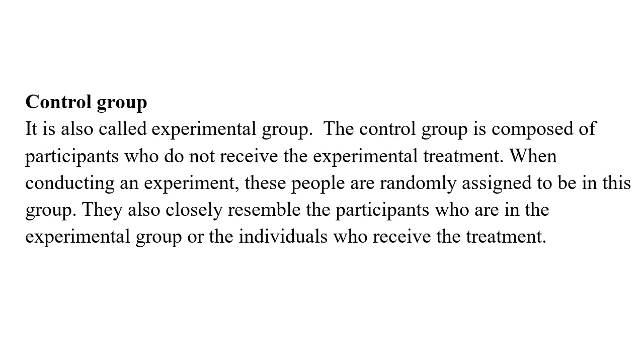Control group. It is called experimental group also. The control group is composed of participants who do not receive the experimental treatment. When conducting an experiment, these people are randomly assigned to be in this group. They also closely resemble the participants who are in the experimental group, or the individuals who receive the treatment.